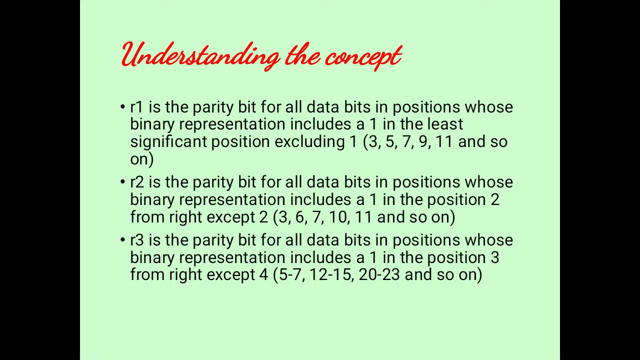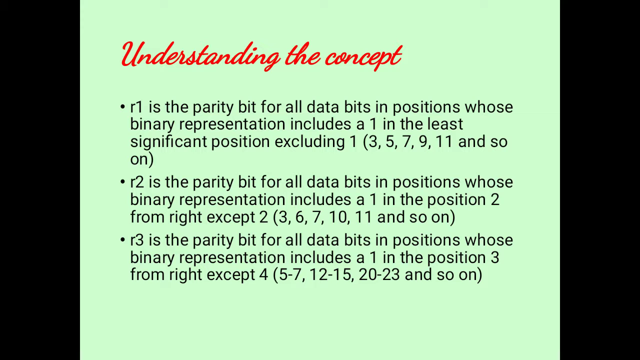Now, understanding the concept, in the sense of how we represent R1, R2, R3 and so on. R1 is the parity bit for all the data bits in the positions whose binary representation includes a 1 in the first position. Simply remember, R1 means you have to consider bit numbers 1, 3, 5, 7, 9, all the odds. R2 means 2 to the power of 1, which is 2. So you have to consider 2 bits at a time starting from 2: 2, 3. You will exclude 4, 5. You will consider 6, 7. Again you will exclude 8, 9. Later you will consider 10, 11.